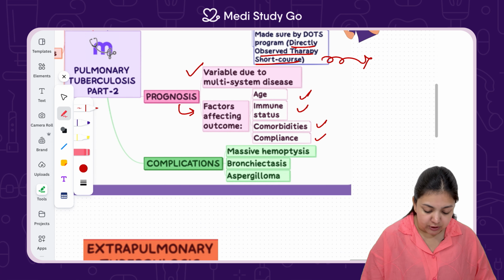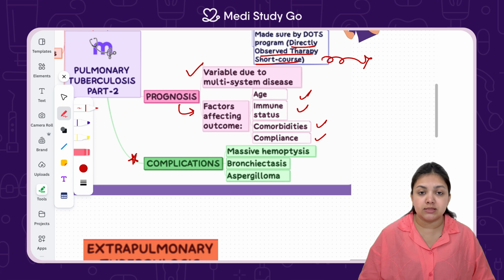Coming towards the complications, if the treatment is insufficient or is taken lightly, it can lead to massive hemoptysis, wherein a lot of blood is expelled outside.